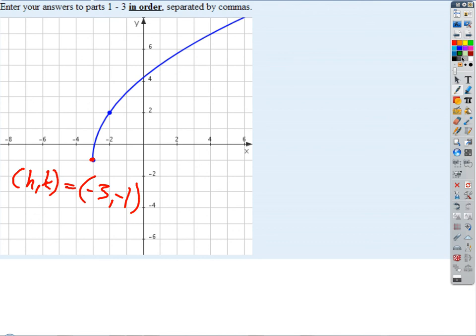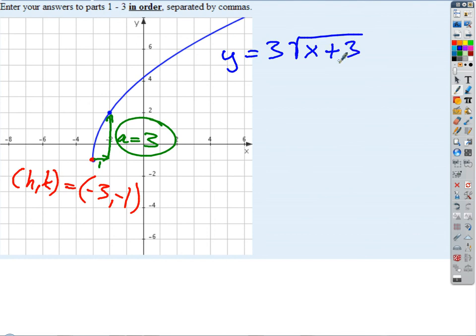Okay, what about a? What's the value of a and y? +3. How come? Okay, good. If I go to the right by 1, I go up by 3. So a is 3, right? So what's the function then? What is this one equal to? 3 times the square root of x minus -3, so x plus 3, plus -1. So just -1. Good. That makes sense?